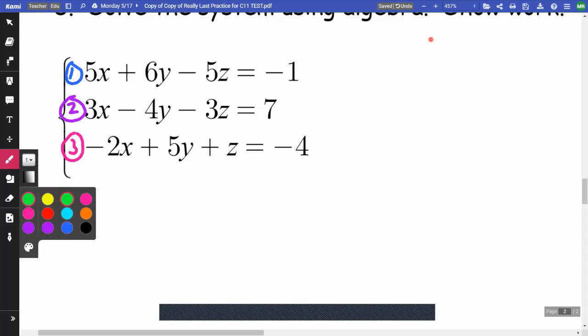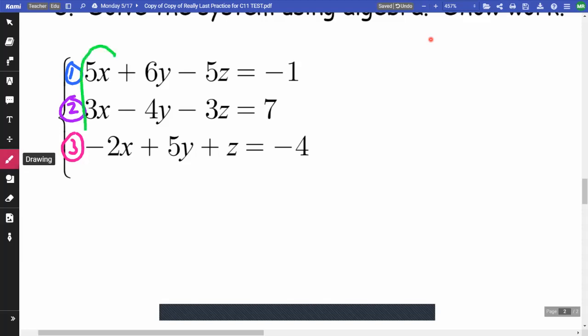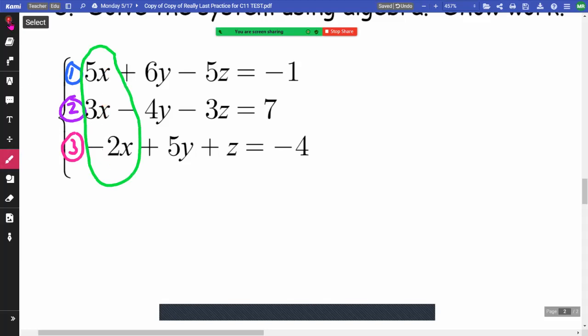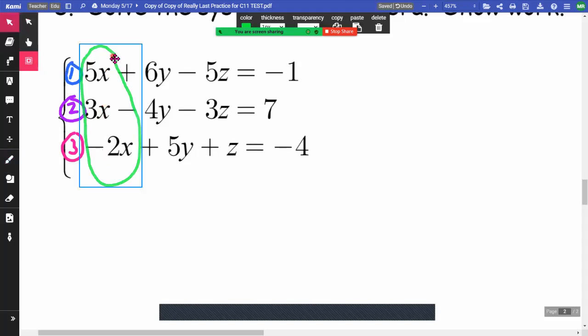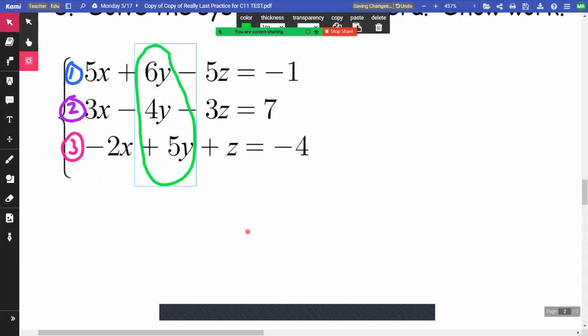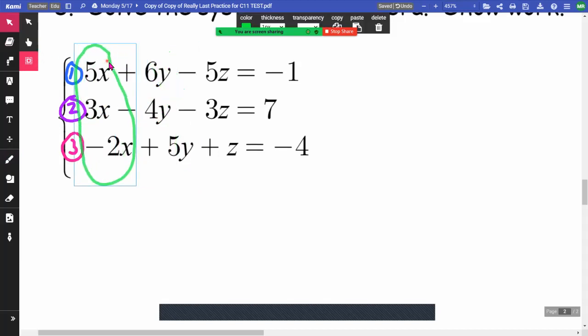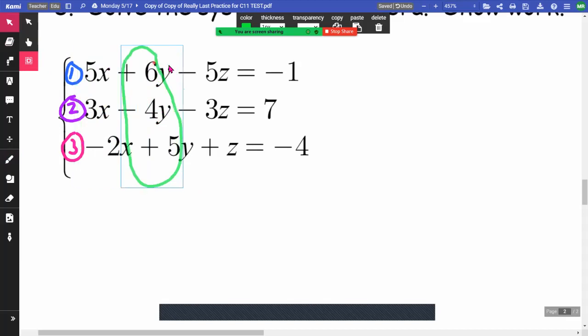So if I am looking at my x's, I have a 5x, a 3x, and negative 2x. That's a lot of work to get rid of my x's. I can do it, but I probably don't want to. Over here, if I'm looking at my y's, again, same thing. It's a lot of work to get rid of all of these because each of them has a different number. So maybe I don't want to do that. Again, see all of these different numbers. I'd have to multiply everything.